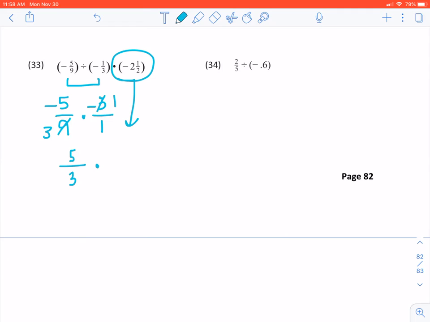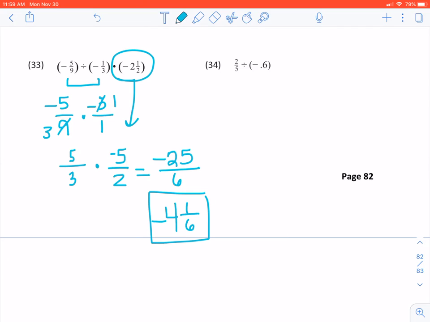I'm actually going to change that to an improper fraction. So 2 times 2 is 4, plus 1 is 5. Now I'm going to multiply straight across. So negative 5 times positive 5 is negative 25. 3 times 2 is 6. Now I do want to change that back into a mixed number. So 6 goes into 25 4 times with 1 left over. So my answer is negative 4 1/6.